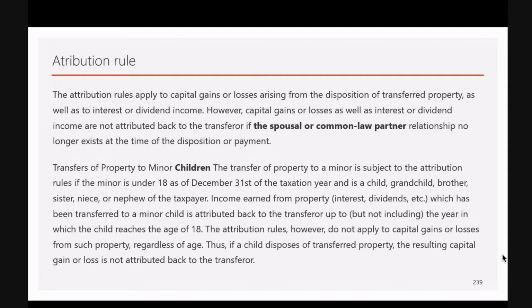Does the child work or not? The child is in first year of university. She's still in university, a full-time student at UBC. I think it does not apply, ma'am. Okay, why does the attribution rule not apply? Because they're still co-owners. They haven't transferred it fully to the child. There's not a full owner.